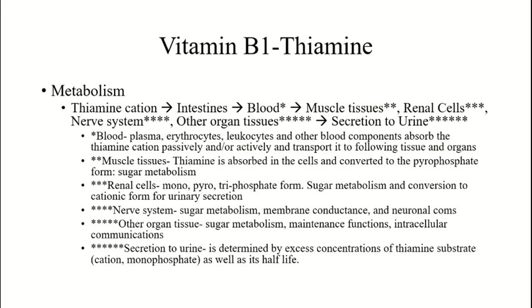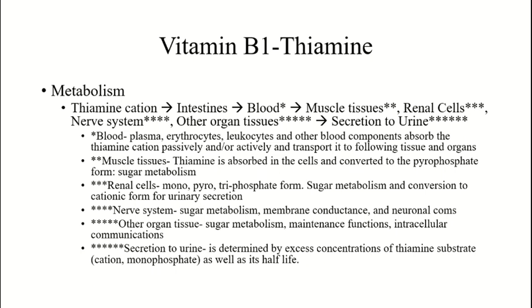Okay. Now, you have thiamine cations that are initially absorbed in the intestines. Once in the intestine, it gets phosphorylated to thiamine triphosphate. It gets transported by transport enzymes, migrating passively through the membrane and absorbed through the channels. Once in the blood, plasma, erythrocyte, leukocyte, and other blood components absorb thiamine cation, passively or actively, and then transport it to other tissues and organs.